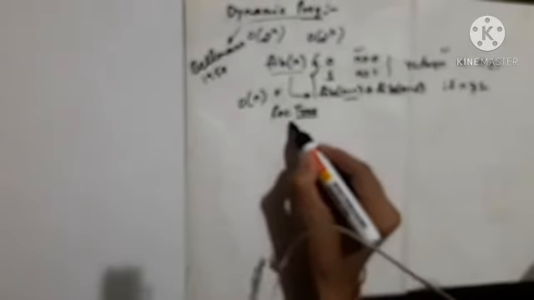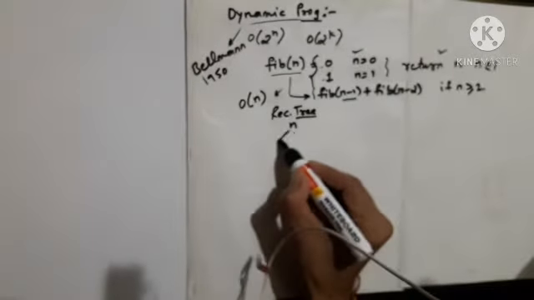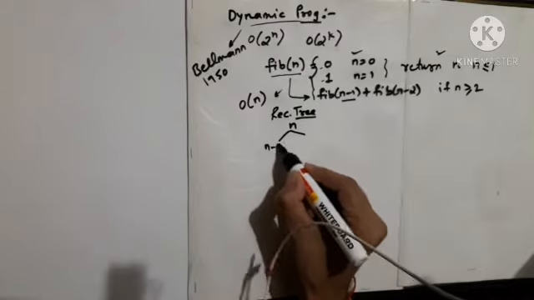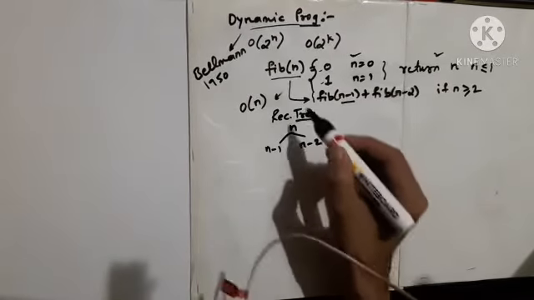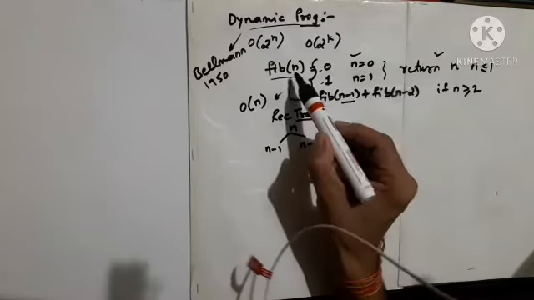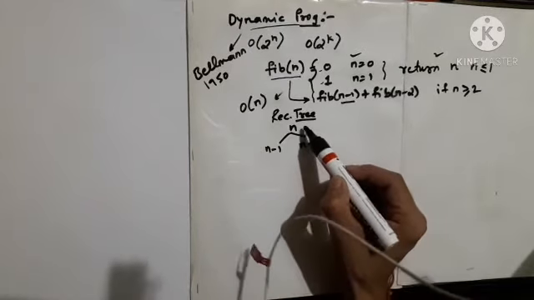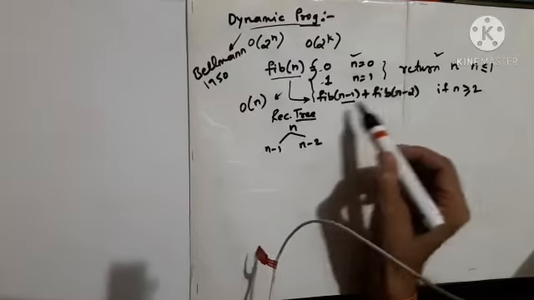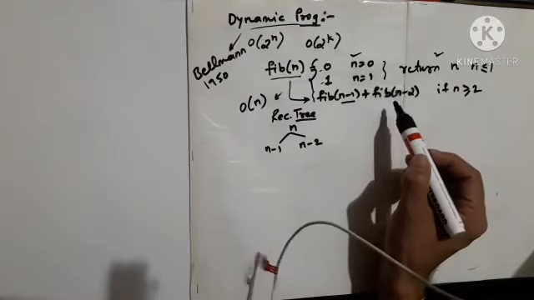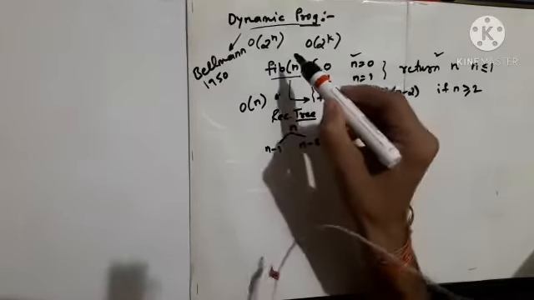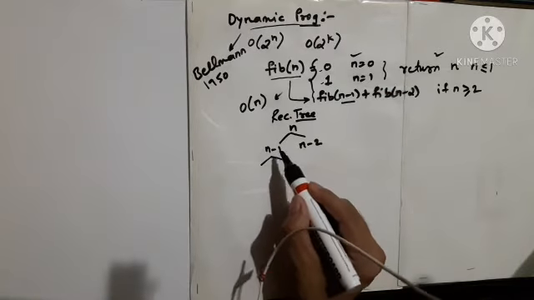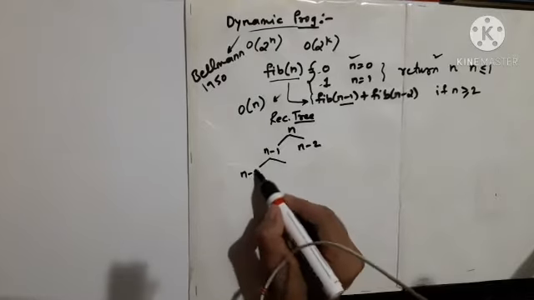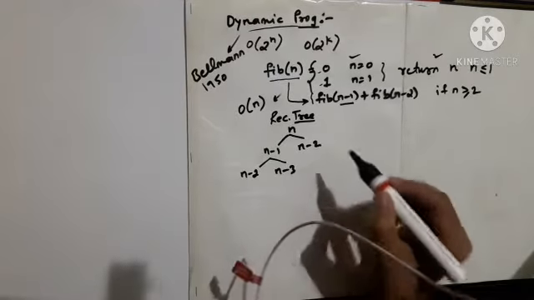Suppose I'm giving n as the parameter, then I'm going to call for 2 parameters, that is n minus 1 and n minus 2. Suppose my n is not 1 and not 0, then definitely I'm going to call this with two smaller parameters, decreasing the value of n, and again I'm going to call this function. Suppose n minus 1 is not 0 or 1, then again it is going to call for n minus 2 and n minus 3.